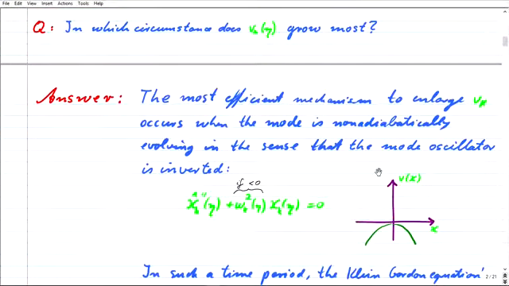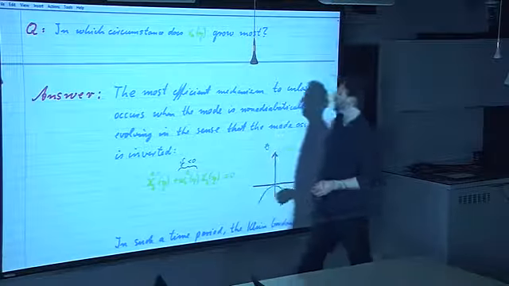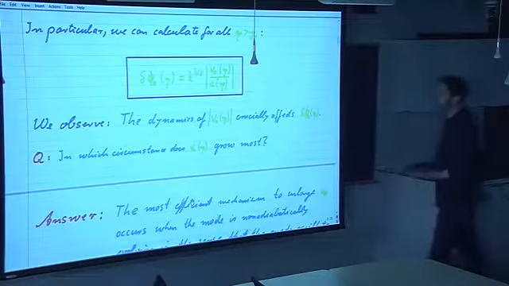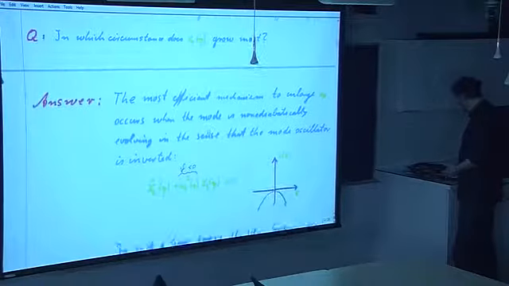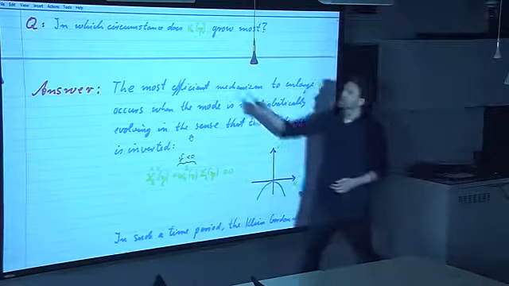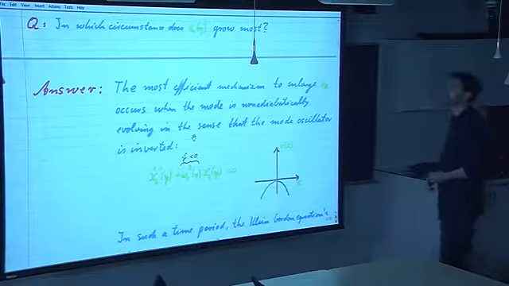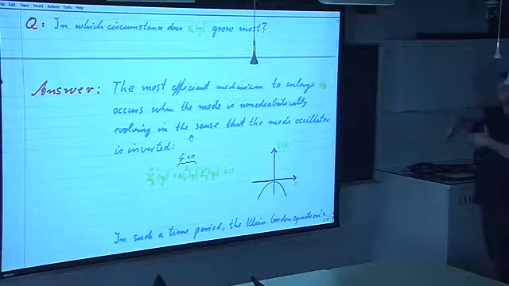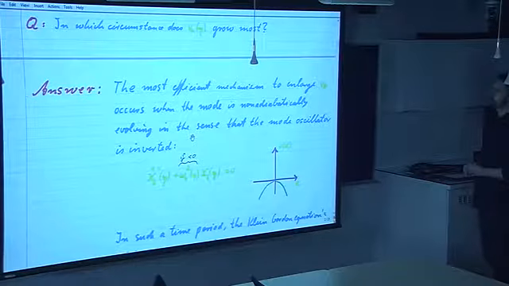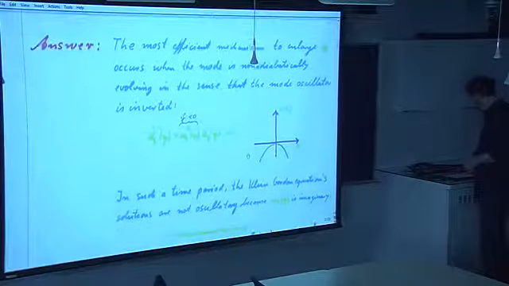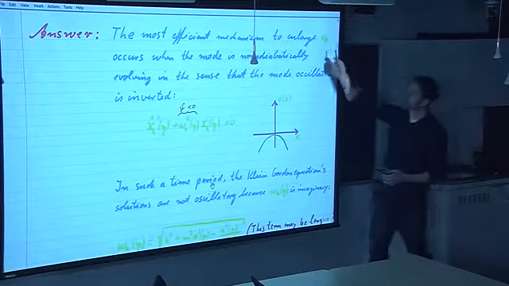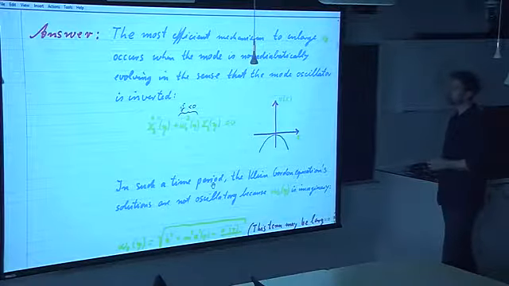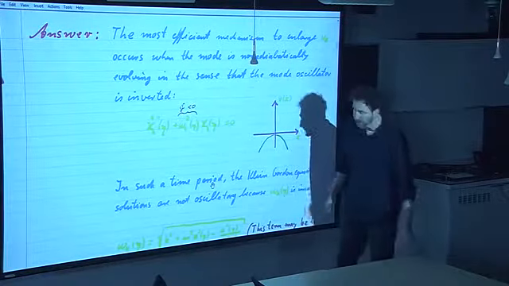So let's ask, under which circumstances does this numerator grow? Because after all, it has to make up for that. So under which circumstances does this numerator, the mode function, grow? And remember, V is the mode function for the chi field. The chi field being the ordinary field multiplied with the scale factor. So the most efficient mechanism to enlarge that mode function occurs when the mode is non-adiabatically evolving, in the sense that the mode oscillator is inverted. We mentioned that already, right?